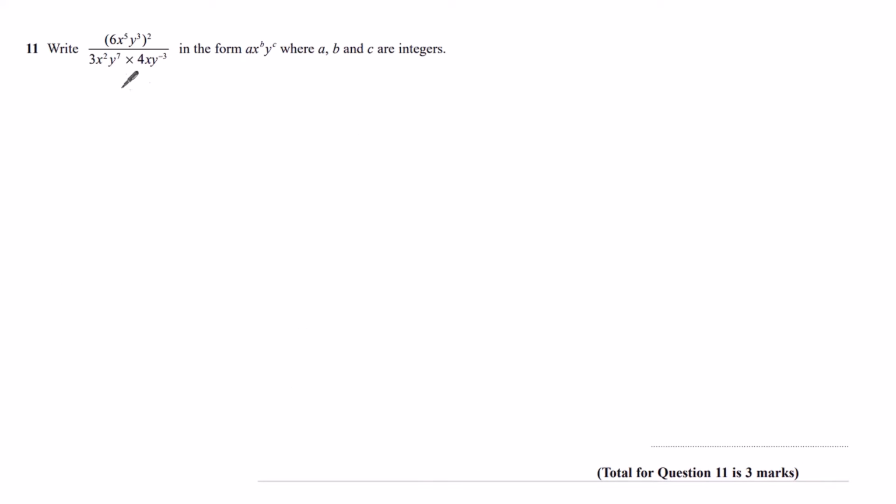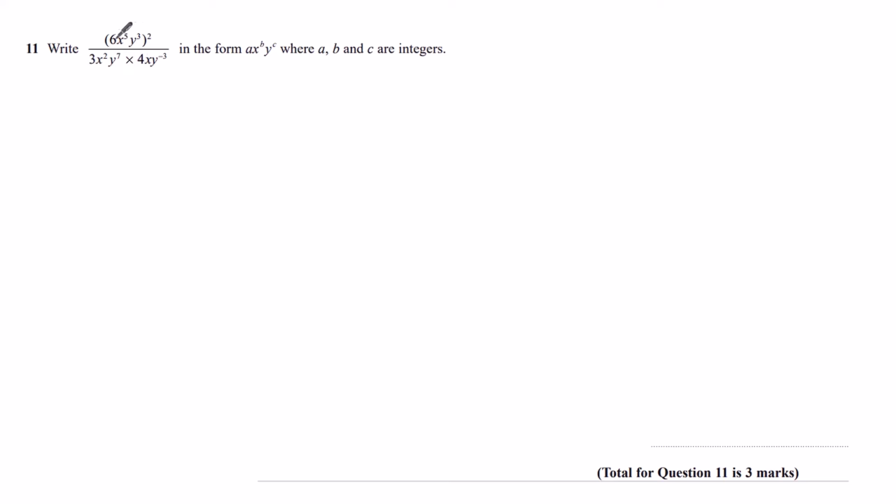Question 11. Write (6x^5 y^3)^2 divided by 3x^2 y^7 times 4x y^-3 in the form a x^b y^c, where a, b and c are integers. And so we need to break this down.